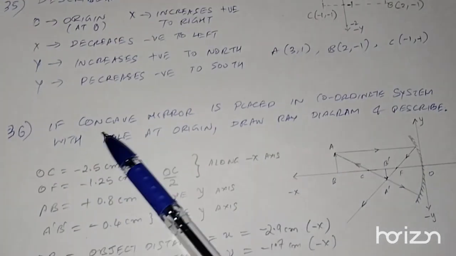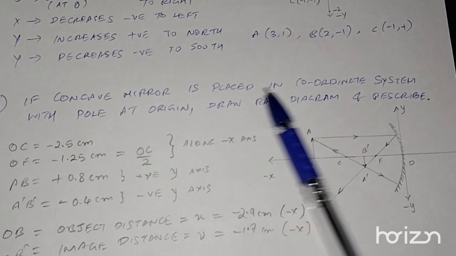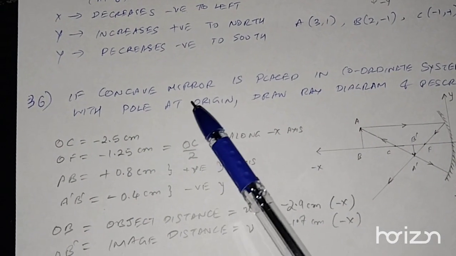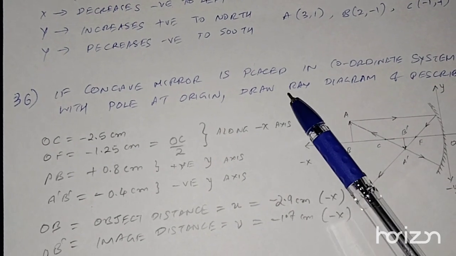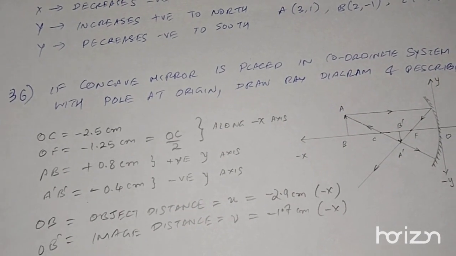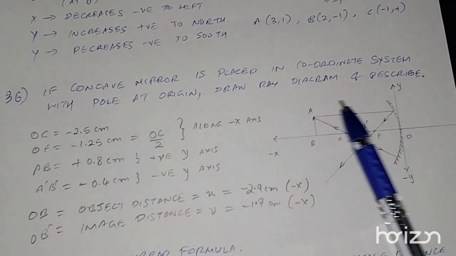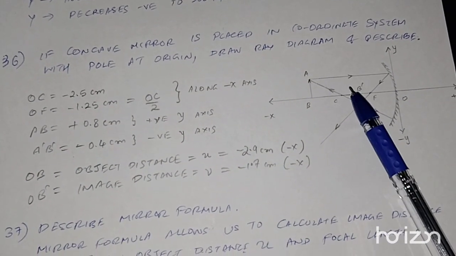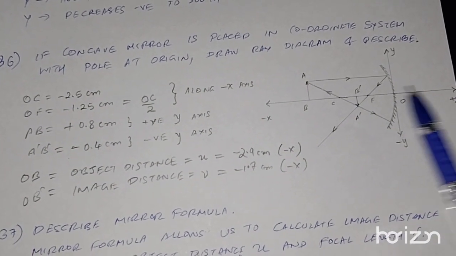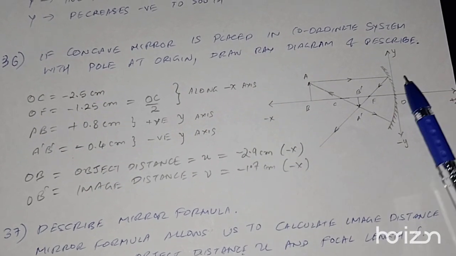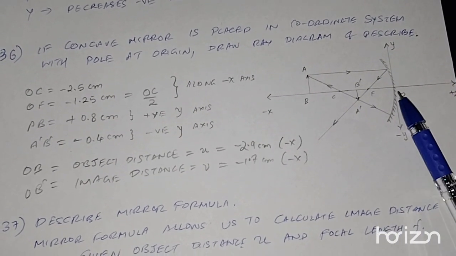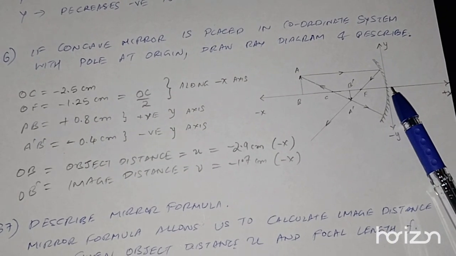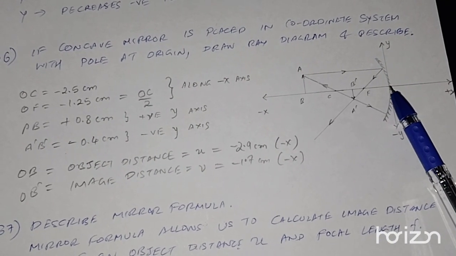Next, if a concave mirror is placed in a 2D coordinate system with the pole at the origin, draw the diagram and describe the setup. Here what you see is the same 2D coordinate system where X is increasing positively, negatively on the left, plus Y and minus Y, and we have a concave mirror which is placed such that the pole of the mirror is at the origin.